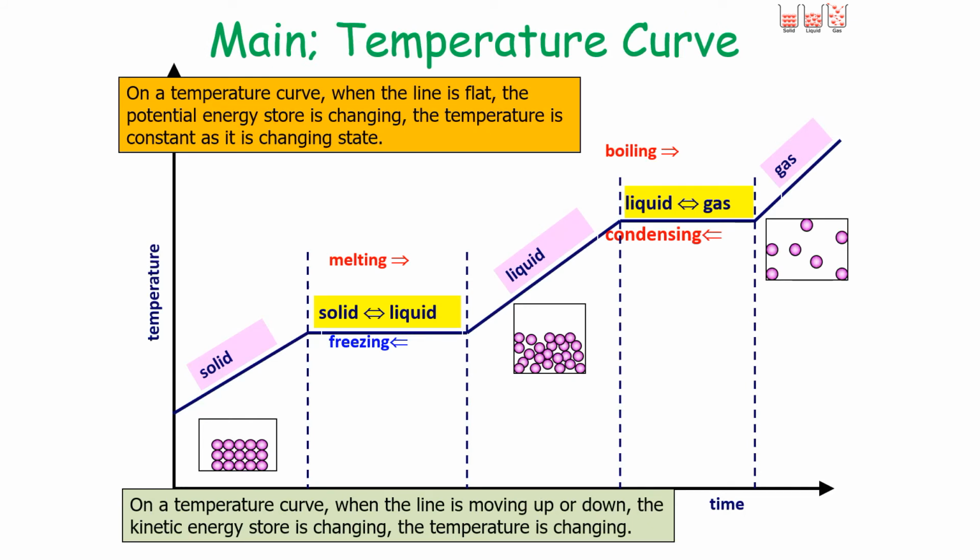So just to clarify, on a temperature curve, when the line is flat, the potential energy store is changing, but the temperature is constant because there is a change of state. On a temperature curve, when the line is either up or down, the kinetic energy store is changing, the temperature is changing, it is not changing state.